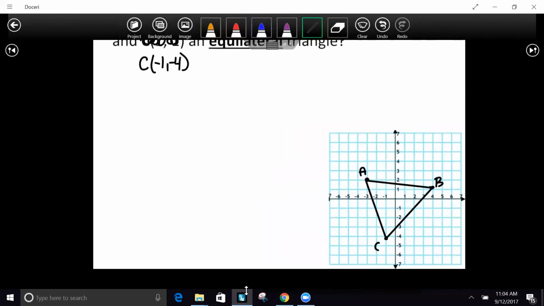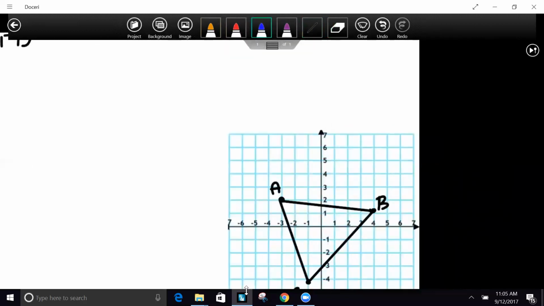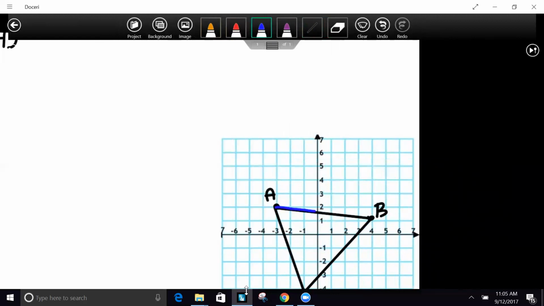This is one that's not as clear as if you can look at it and just automatically tell what it is. Okay? For an equilateral triangle, or for any type of triangles, what do we need to show? What is it? Distance. So with these, I want to be able to show the distance between these. So between A and B.